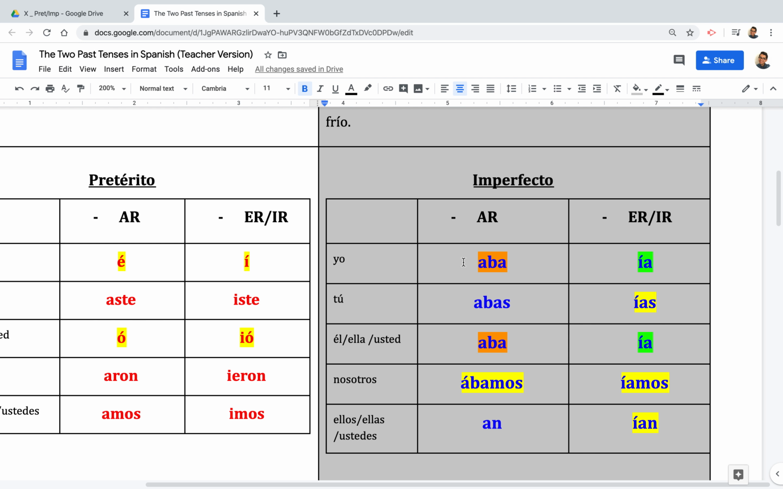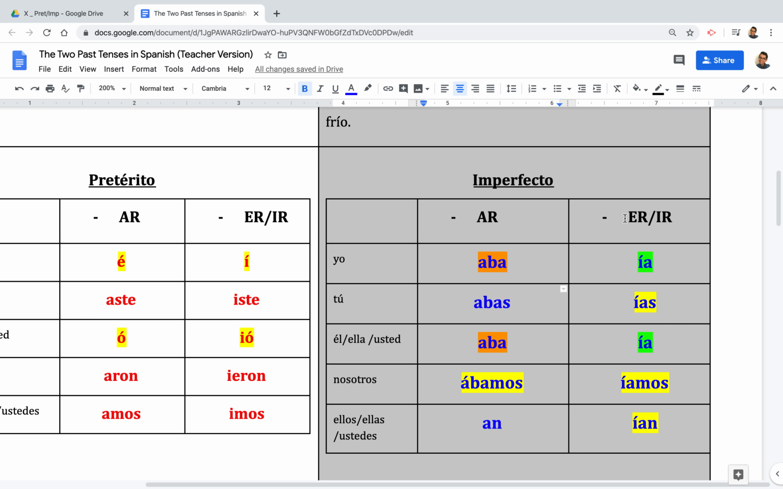Here I have the verb endings for the imperfecto or descriptive past tense. So for an AR verb like hablar, to talk or to speak, the endings are aba, abas, aba, abamos, aban. Say them with me. Aba, abas, aba, abamos, aban. So again, when I get a verb that ends with AR and I want to change it into the imperfecto, I have to change the ending so that it matches the person who is doing the action.